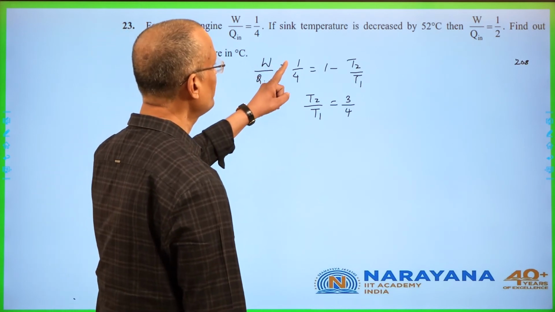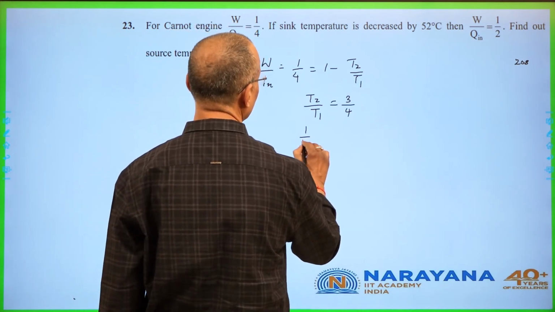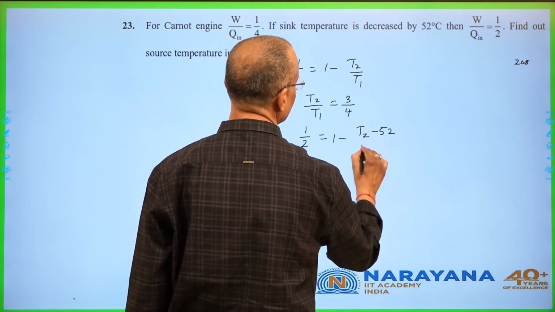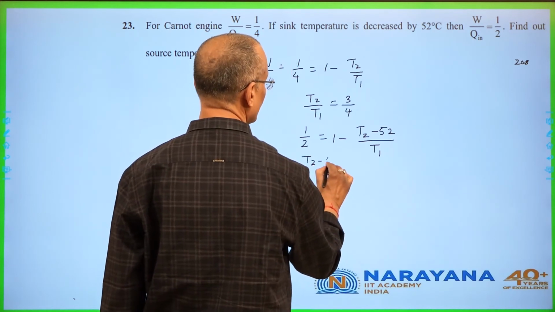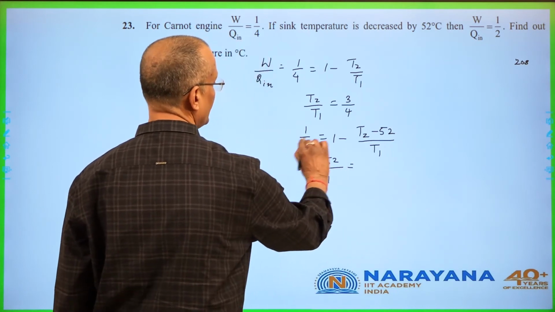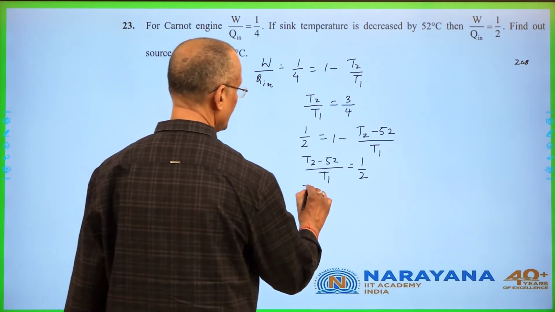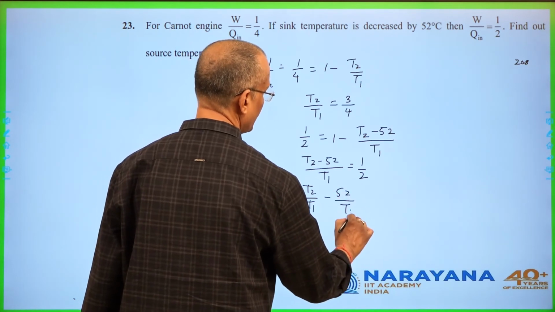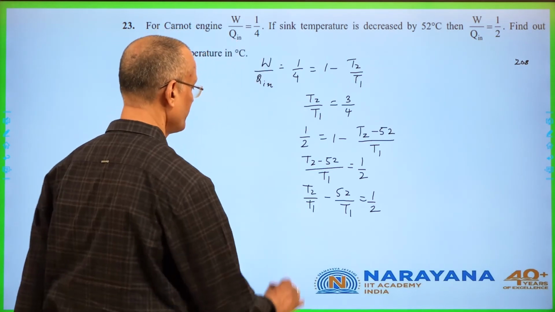Now, sink temperature is decreased by 52 degrees, then it becomes half. So half equal to 1 minus (T2 minus 52) by T1. So you are getting (T2 minus 52) by T1 on the left hand side, half on the right hand side. So T2 by T1 minus 52 by T1, this is half. T2 by T1 is 3 by 4.